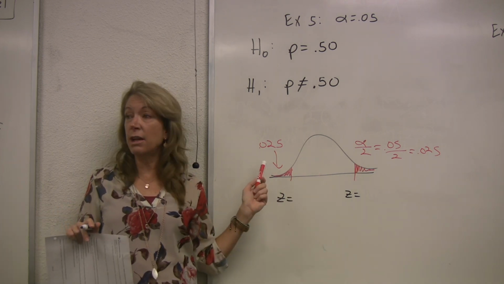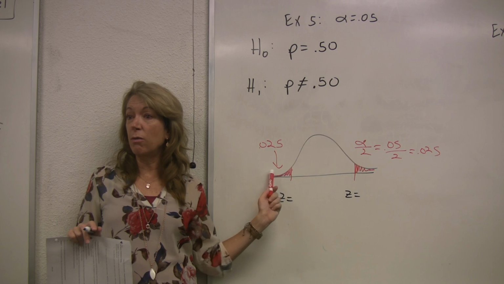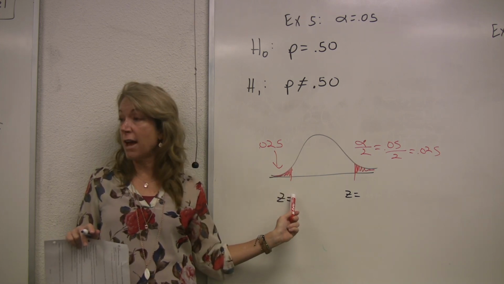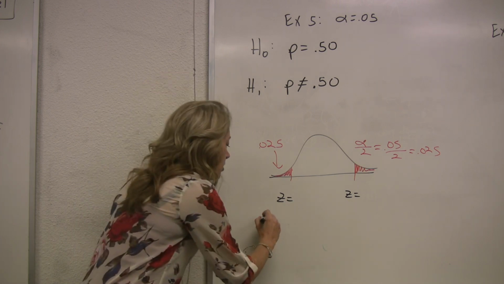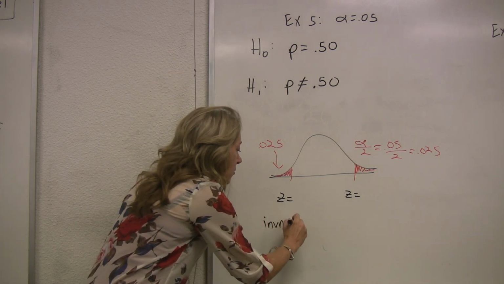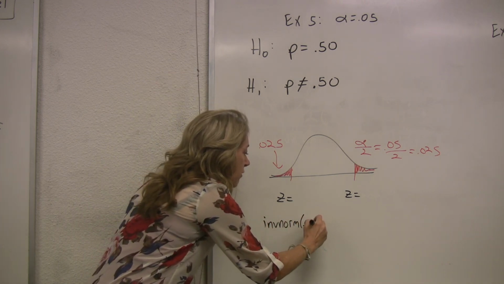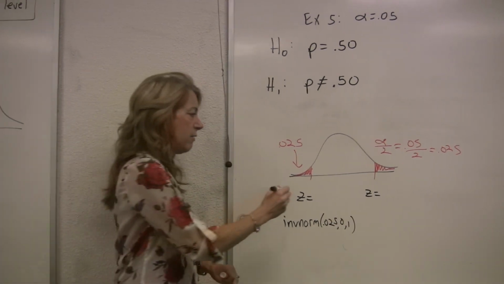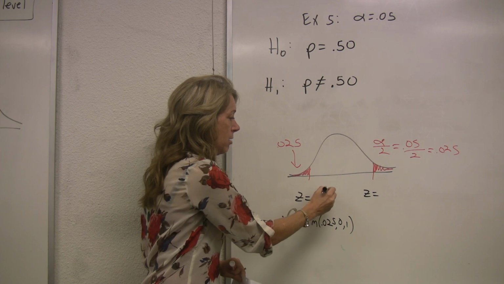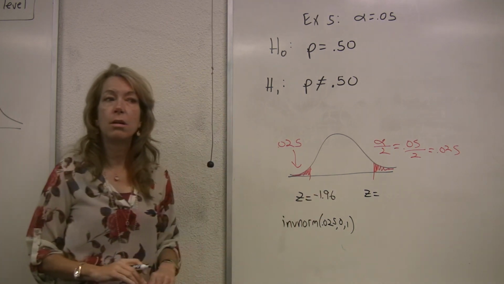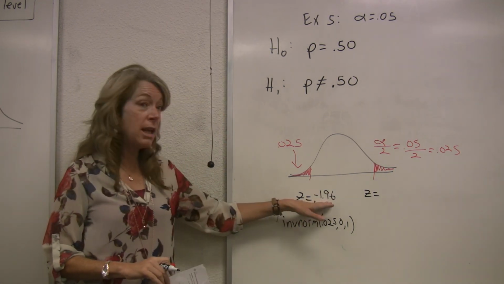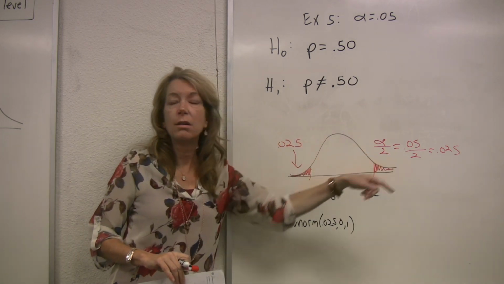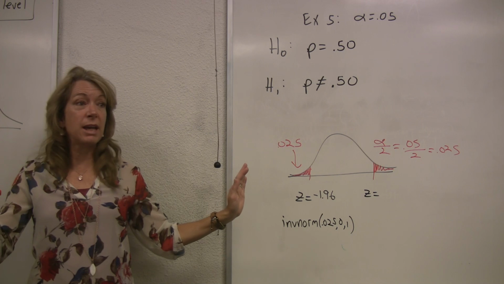Did you all hear what Brian said? The same thing we've been doing. We know the area to the left is 0.025. We're looking for the critical value, that cutoff. So again, it's just an inverse norm problem. Inverse norm of 0.025, 0 and 1. Should be negative 1.96, I think. Yep. And we don't divide that by 2. That is our Z. The dividing by 2 is what we did over here. We'll do the positive one.